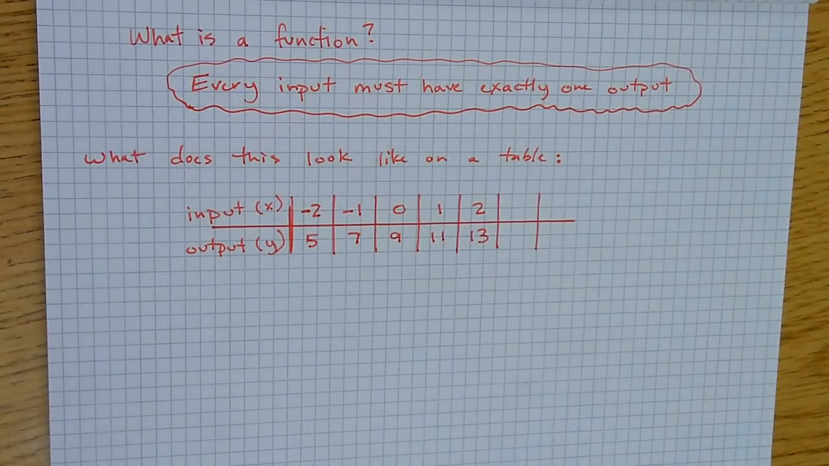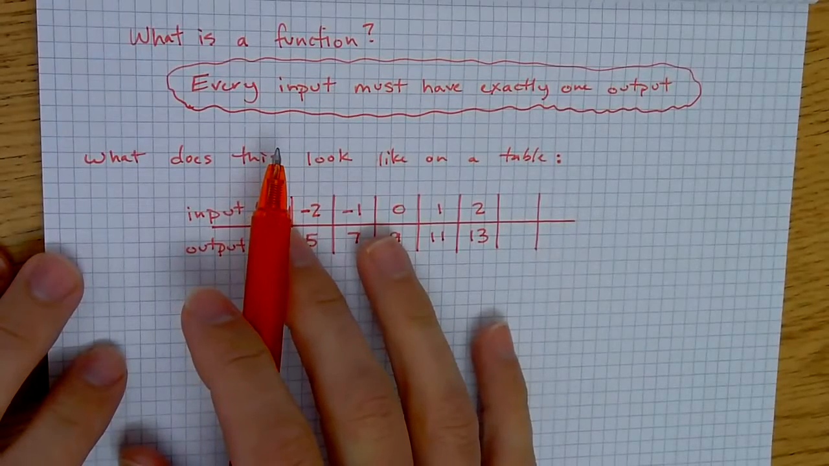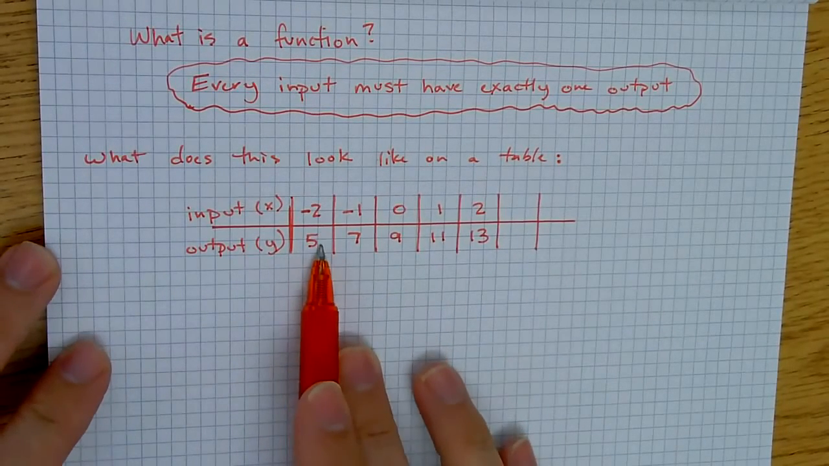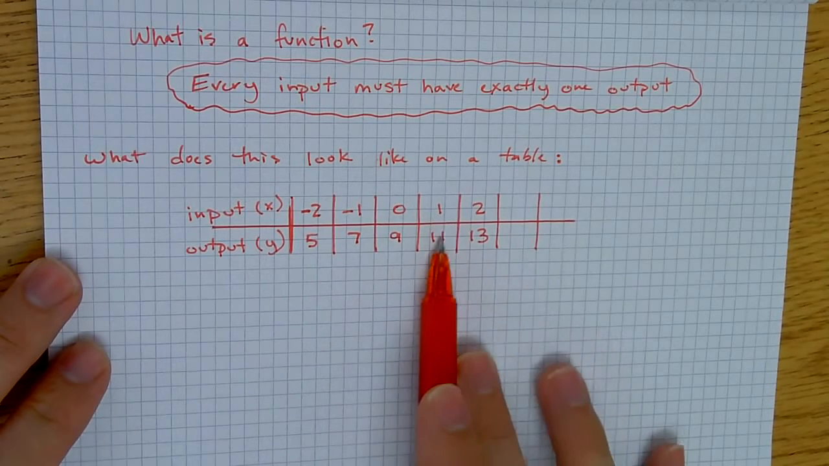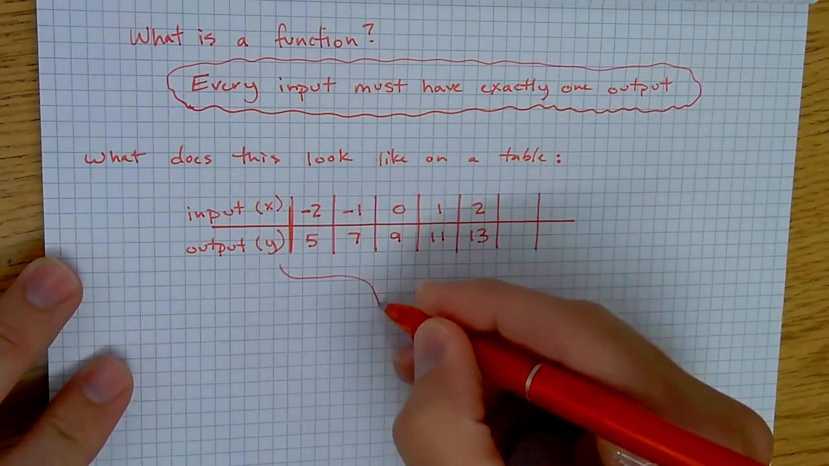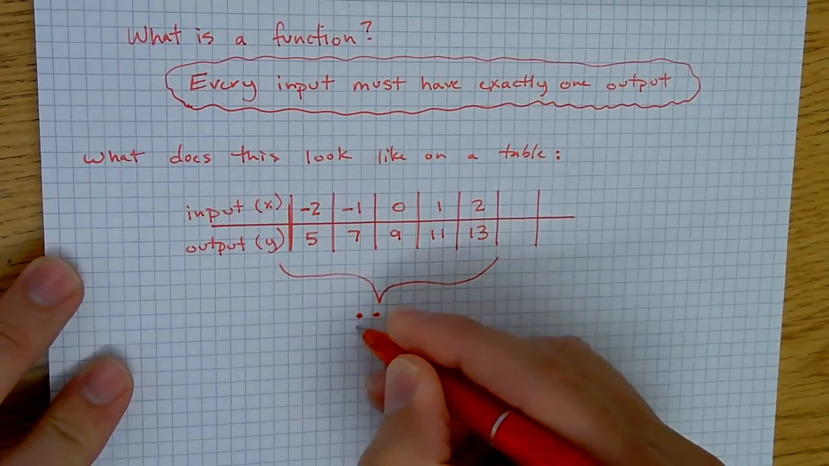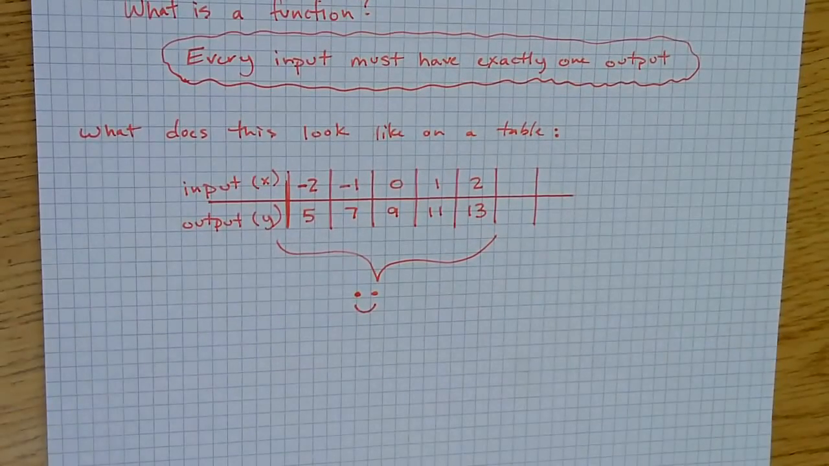Like so. Everything that we've written so far is fine. There's nothing out of the ordinary. All right, plug in a -2, we get a 5. You plug in a -1, you get a 7. You plug in a 0, you get a 9. You plug in a 1, you get an 11. Plug in a 2, you get a 13. So everything up until right now is awesome. Okay, this would be considered a function.